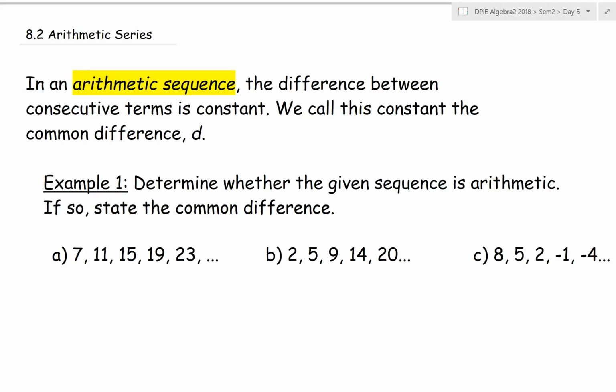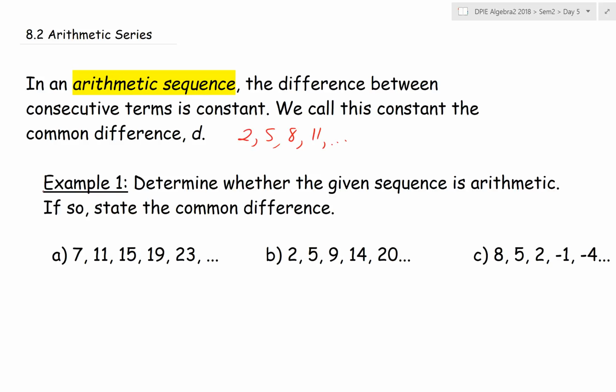So first we'll start with arithmetic sequences. An arithmetic sequence is a sequence of numbers in which the difference between consecutive terms is constant. That means if we start with a number like 2 and then we add the same number each time, let's say we add 3, we get 5, then we add 3 again, we get 8, and we add 3 again, we get 11, and so on. That would be an example of an arithmetic sequence.